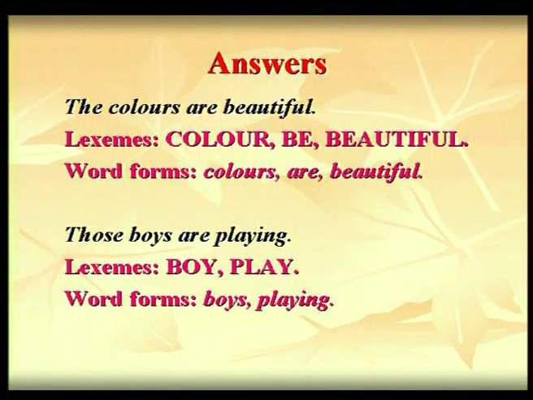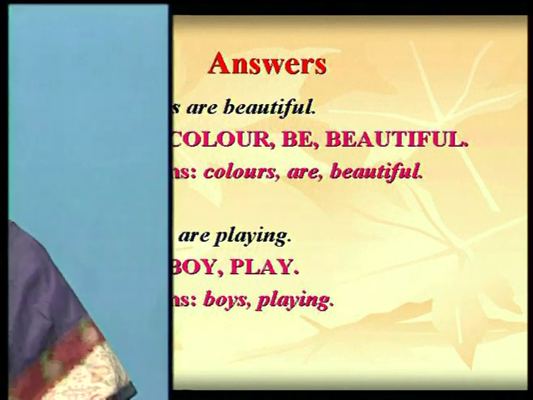In the sentence, the colors are beautiful, the lexemes are color, be, beautiful. The word forms are colors, are, beautiful. Remember that be and are are related verbs. In the sentence, those boys are playing, the lexemes are boy, be, play. The word forms are boys, are, playing.